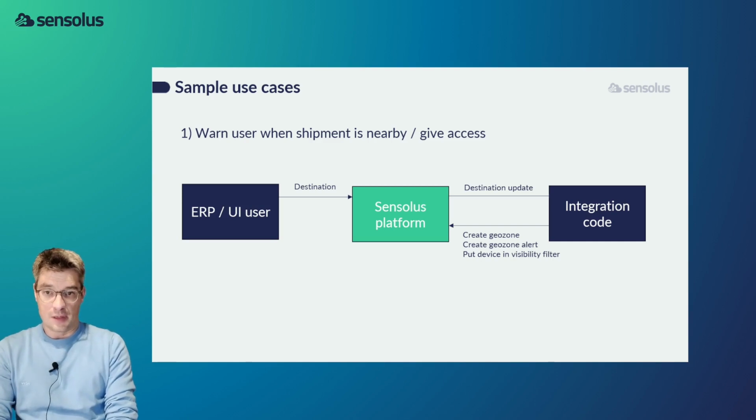The first example is a case where the operator of the trackers and the assets wants to give the end user to which the shipment is being sent a warning when it's nearby, and he wants to give that user access to that tracker in the platform. Now, this session is not about all the security features of the Sensolus platform, which we'll leverage in this example.